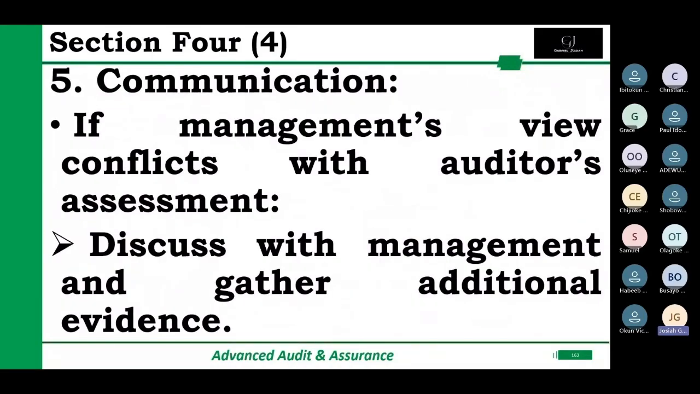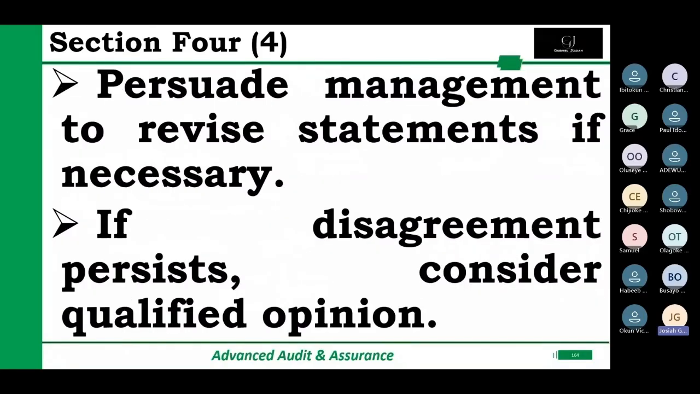Also, communication with management on conflicts with the auditor's assessment based on going concern. He needs to communicate that this is our assessment and this is your assessment. But both of them are not in sync. They are not syncing. How do we address this? What we assess is different from what you had assessed. And he needs to discuss with management and also gather additional evidence by way of written representation based on the conflicting results of both management and the auditor's assessment.